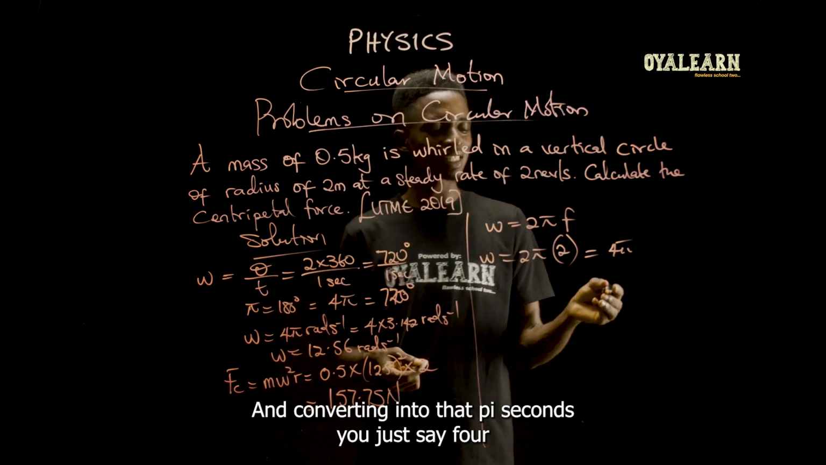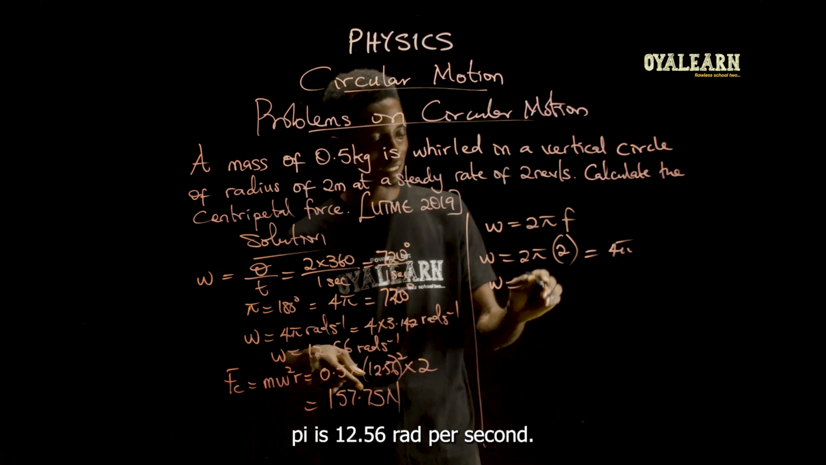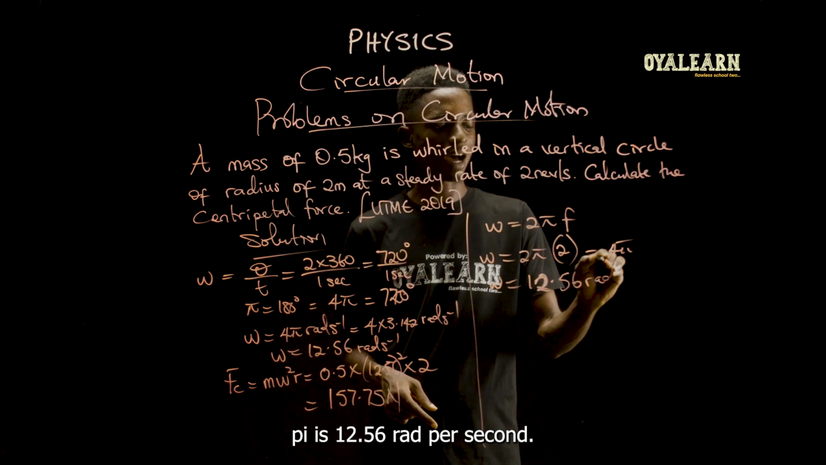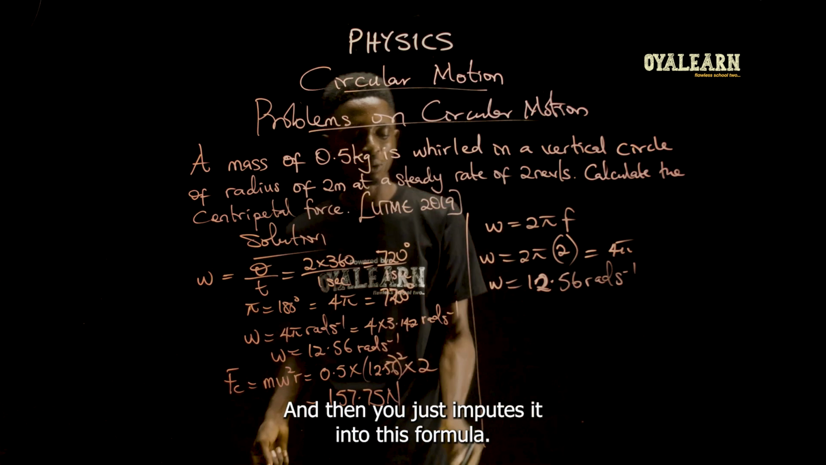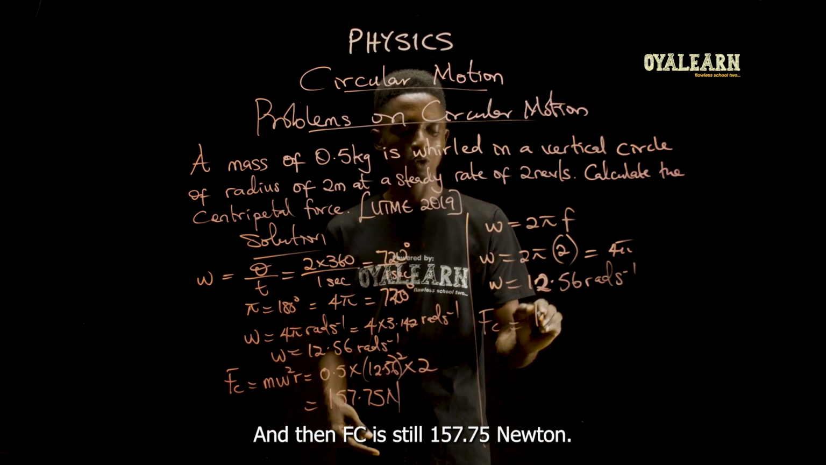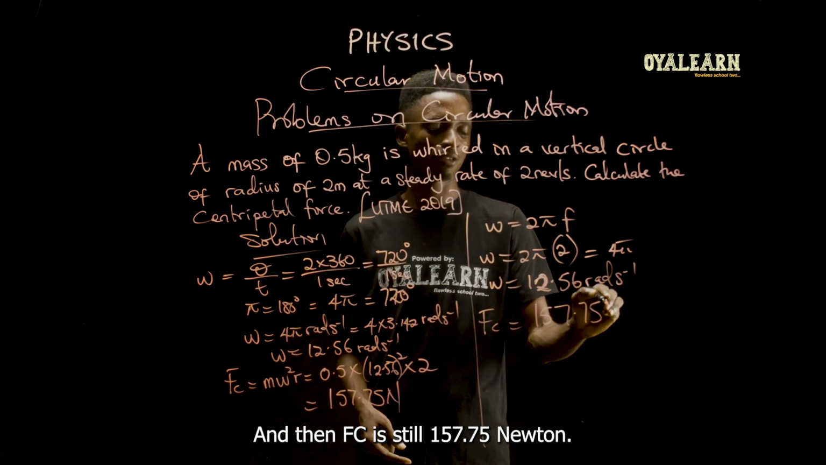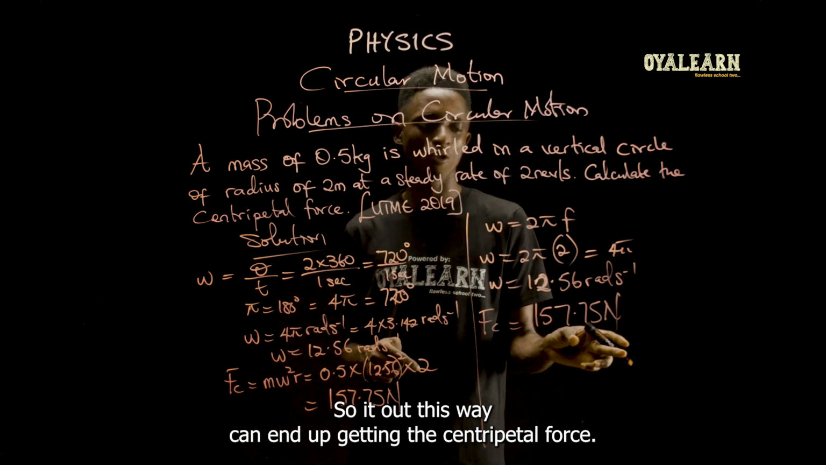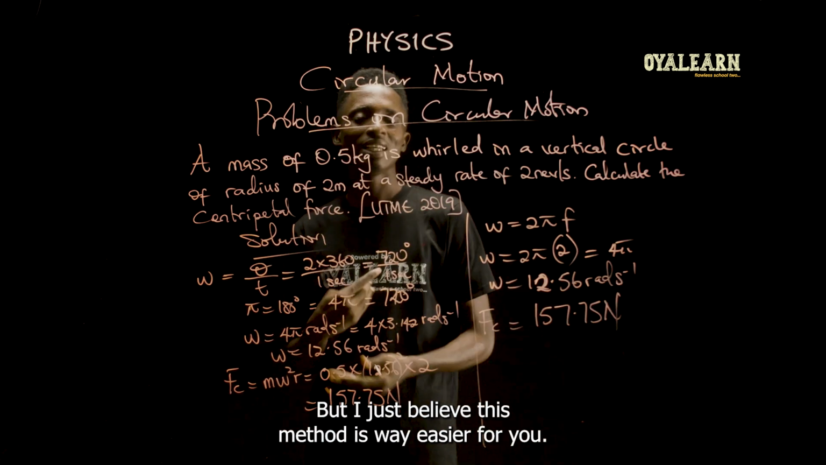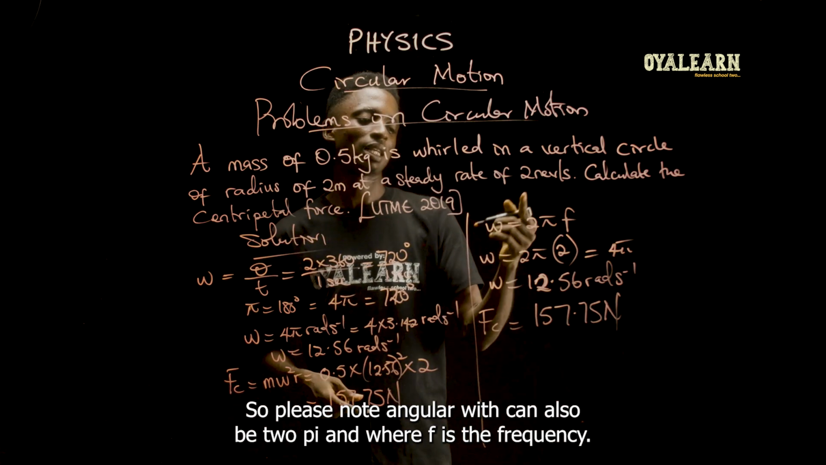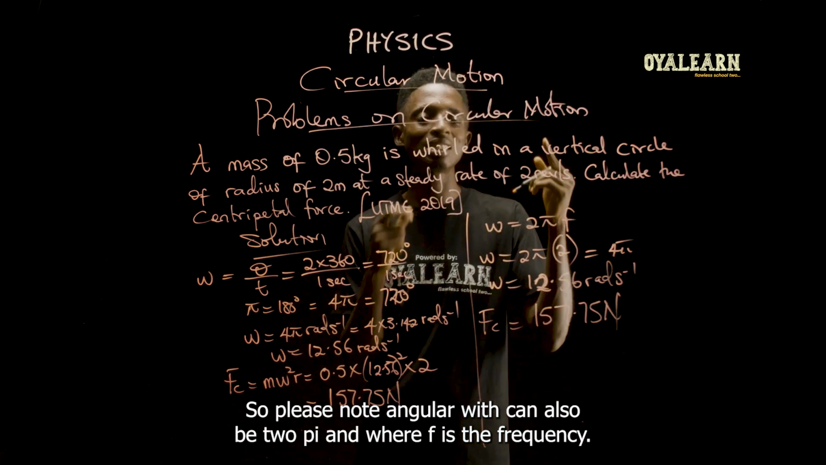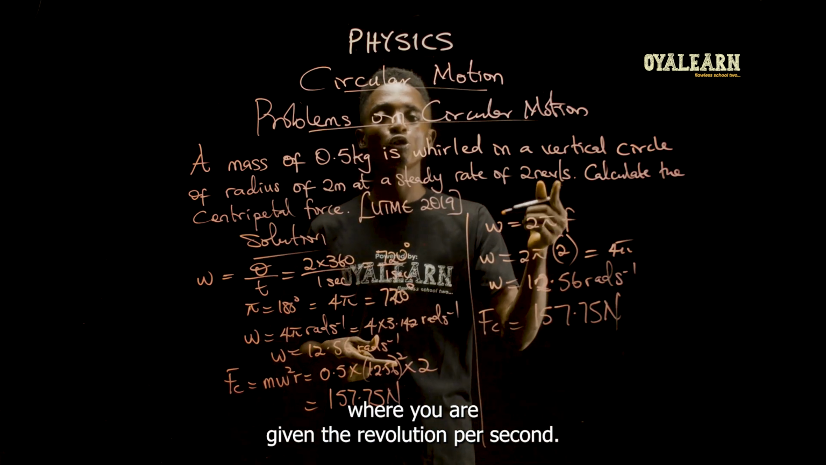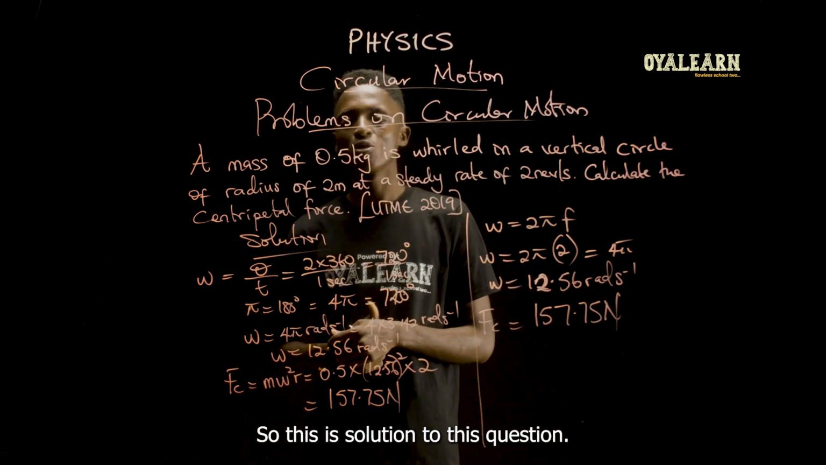And converting it to rad per second, you just say 4 pi is 12.56 rad per second. And then you just input it into this formula, and then Fc is still 157.75 newtons. So either of these ways can get the centripetal force, but I believe this method is way easier for you. So please note, angular speed can also be 2 pi f, where f is the frequency. And this applies every time you are given the revolution per second. So this is the solution to this question.